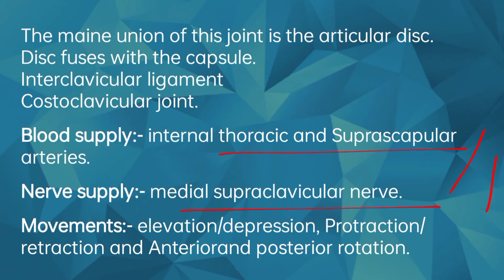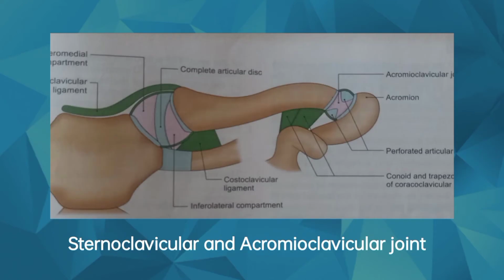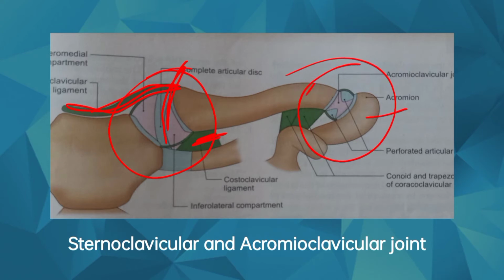Moving further, this is the diagram. See, this green area is the interclavicular ligament. This is the complete articular disc. This over here is the costoclavicular ligament. This is the sternoclavicular joint, and this is the acromioclavicular joint. This is the acromion, this is the lateral part of the clavicle, and this is the medial part of the clavicle. Here are the conoid and trapezoid parts of the coracoclavicular ligament. And this is the first rib. So this is the sternoclavicular joint and the acromioclavicular joint.